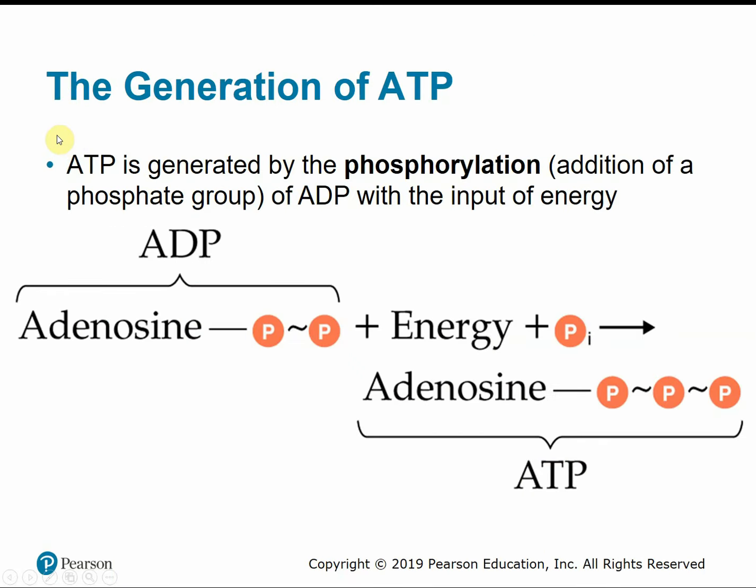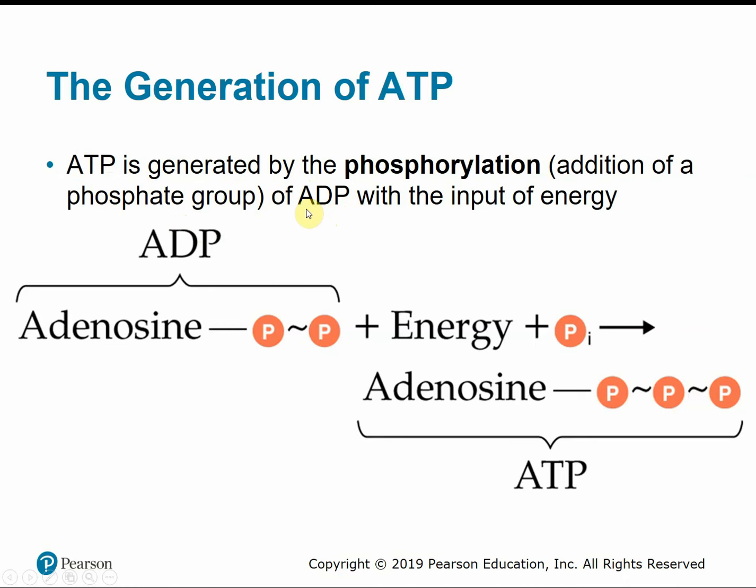ATP is generated by phosphorylation of ADP. So phosphorylation is just a big word to say adding a phosphate group. Right? So ATP stands for adenosine triphosphate. Okay, so 1, 2, 3 triphosphate groups. ADP is diphosphate, right? So it only has 2. So ATP is generated by adding a phosphate group to ADP.